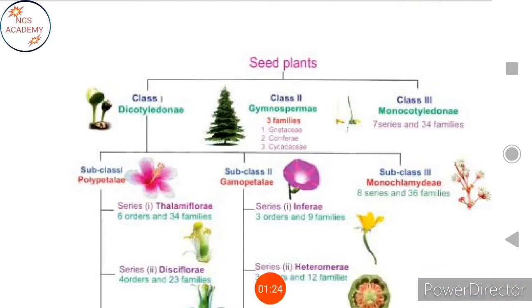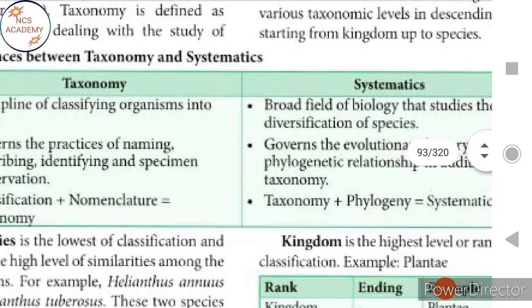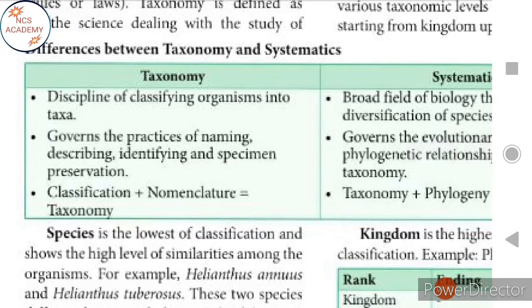Next, write the difference between taxonomy and systematics. Taxonomy means the discipline of classifying organisms into taxa. You have to classify each and every taxon into several classes. Systematics means the broad field of biology that studies the diversification of species. Likewise, taxonomy, the second point, governs the practice of naming, describing, identifying and specimen preservation. These come under taxonomy.